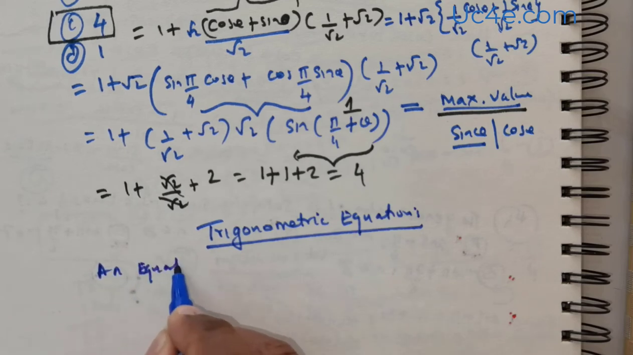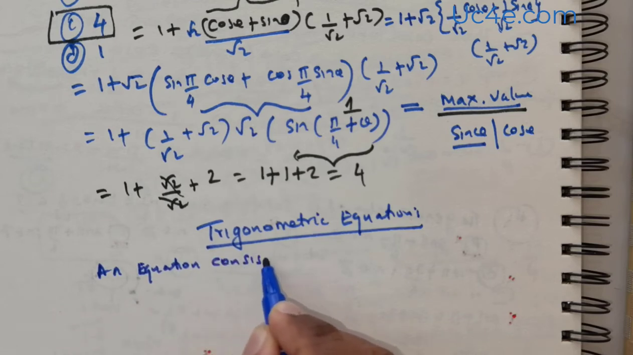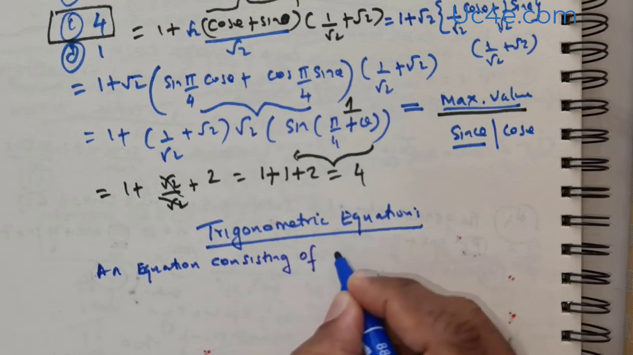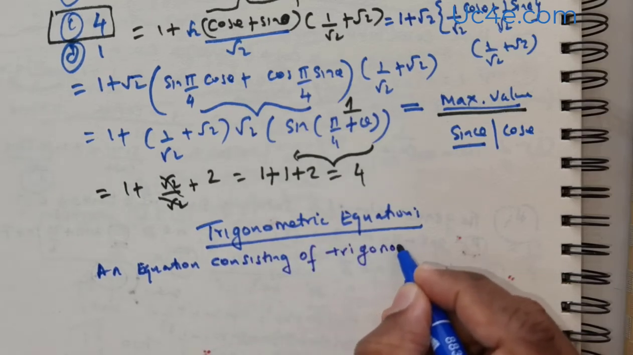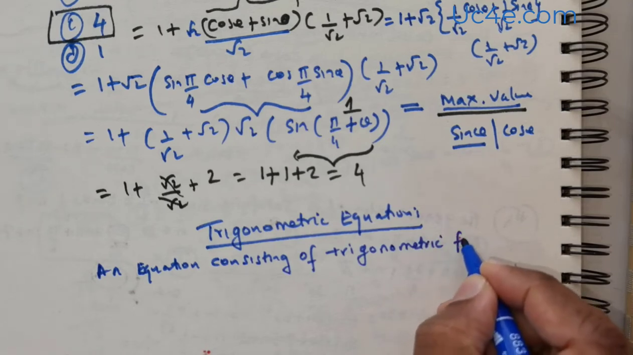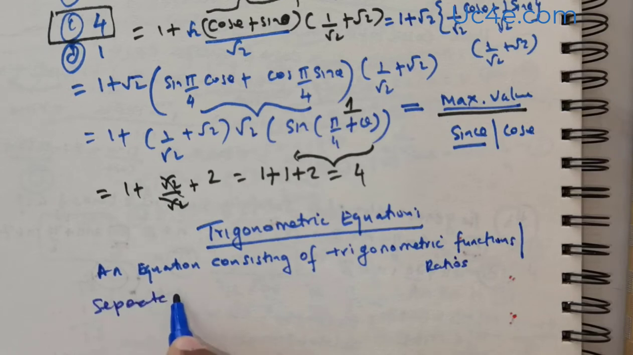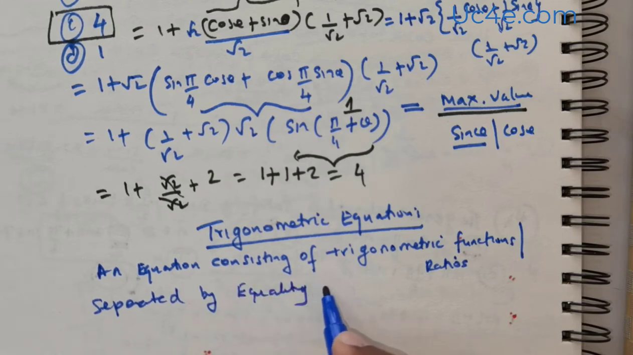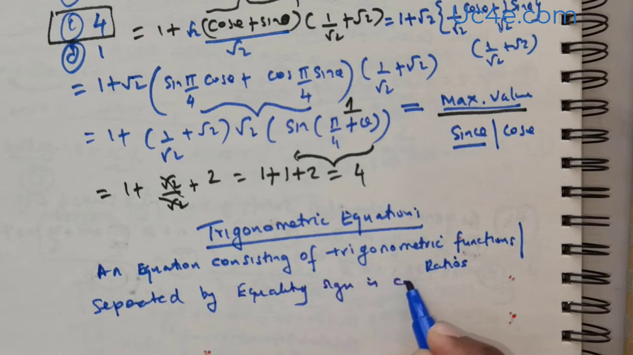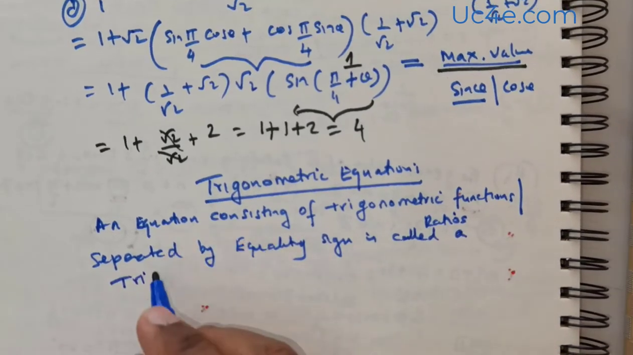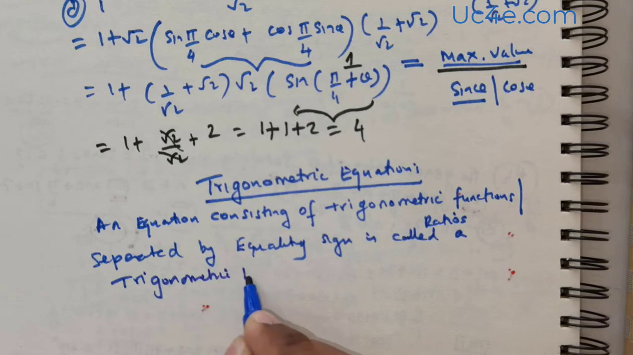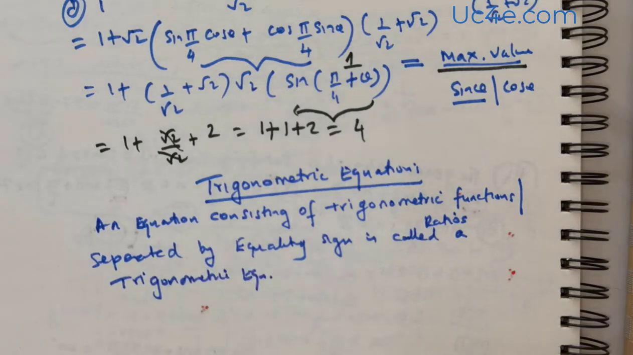In simple terms, an equation consisting of trigonometric functions, it can be functions, it can be ratios, separated by equality sign is called a trigonometric equation. So this is the crude definition, right?